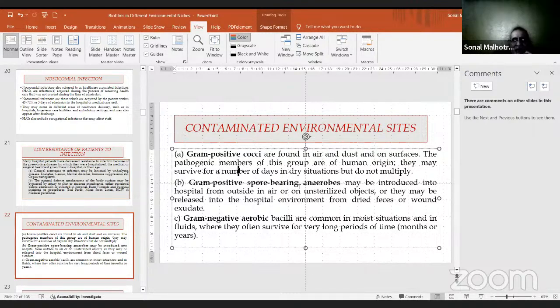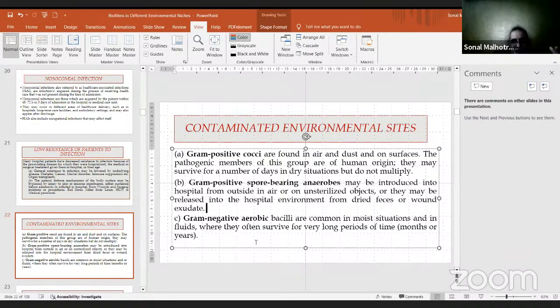That shows how long things can persist and in what weird environments. There are spore-bearing anaerobes that may be introduced into the hospital from outside air or unsterilized objects, or they may be released into the hospital environment from dried feces or wound exudate. People may have come with a wound. All these things, even from the OPD, can come into the other wards and be transmitted to the ICU.